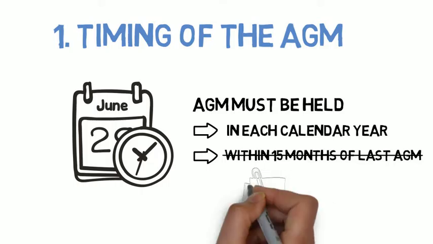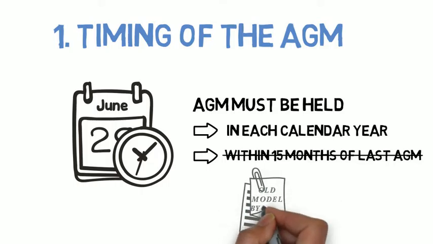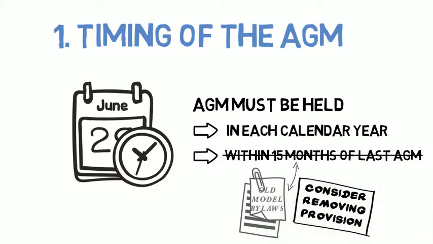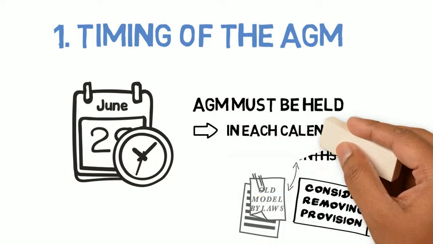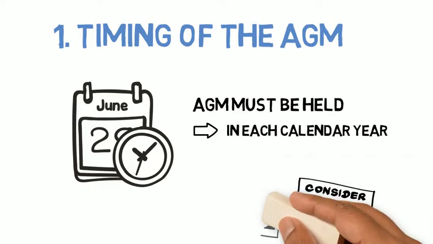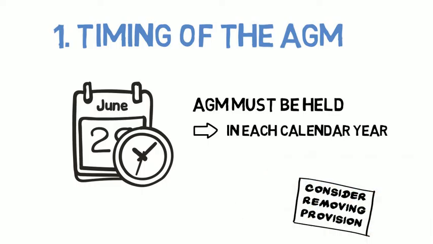Unfortunately, the old Schedule B model bylaws also included the requirement that the AGM be held within 15 months of the last AGM. So if you're using the old Schedule B model bylaws, consider removing that requirement in order to enable your society to take advantage of the greater flexibility allowed in the new Act in timing your AGMs.